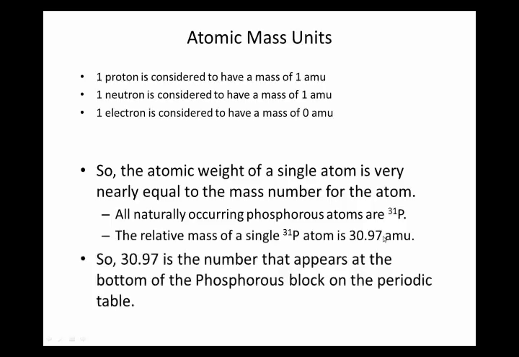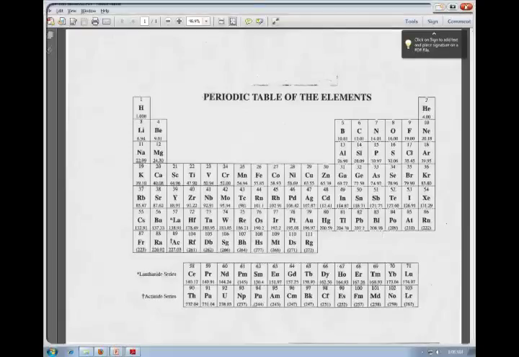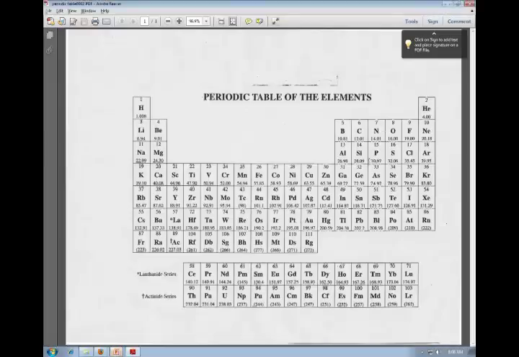So now I can actually link this to what we see on the periodic table. If we go look at the periodic table, if you look at phosphorus, 30.97 is what we see, right? And that works out great. So it's important to understand that this is not the mass number, but this is the mass in AMUs.